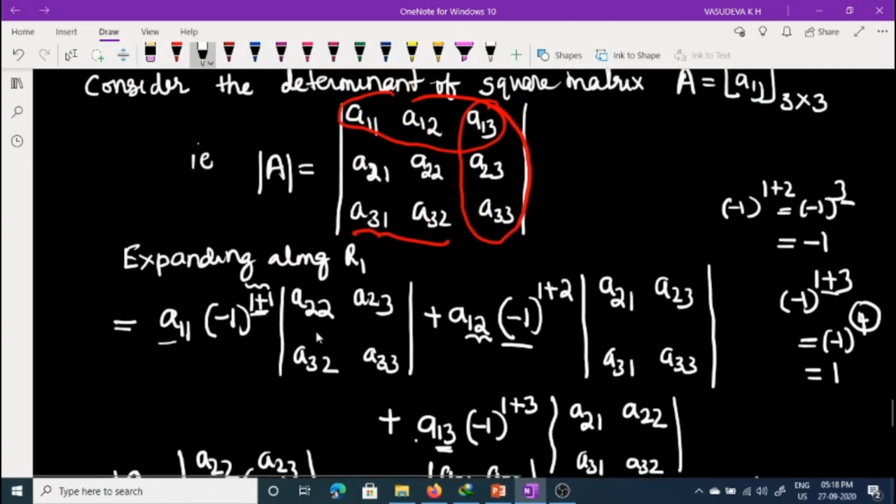Here we have expanded along the first row, but we can expand along any other row or column. Even we can expand along the second row, third row, first column, second column and third column. But here a question arises: when we expand along any row or any column, will the value not change? Whichever row or column we expand along, the value does not change. We are getting the same value.